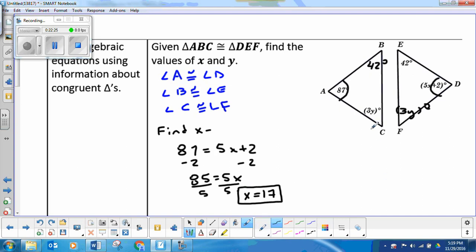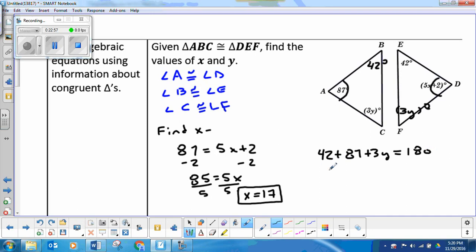When I'm looking for y, I have some information inside triangle ABC. I can see that 3y is located in C, I have 42 in B and 87 in A, and instead of using congruent triangles in order to set two things equal to each other in two triangles, here I need to go back to my happy triangle sum theorem. So I'm going to take the values of those three angles and set it equal to 180 degrees.